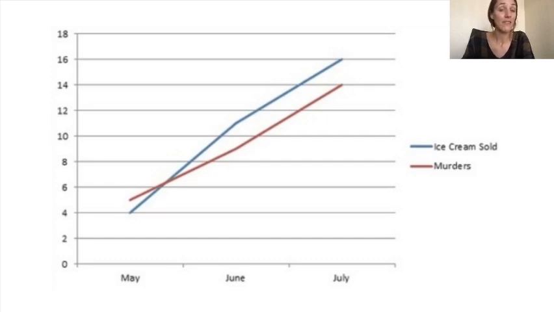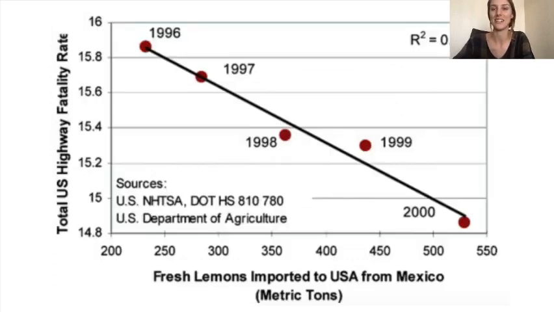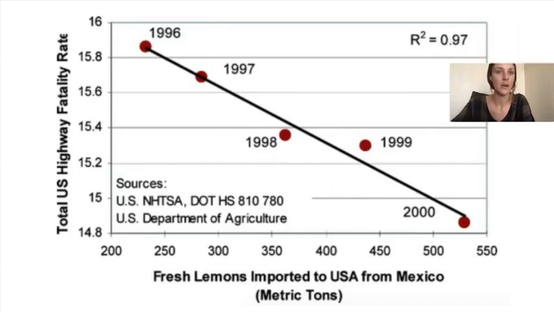And we can say that they have a strong correlation because they do, but is it meaningful? Not really, all right? Unless we're getting creative or unless there's something we're simply not understanding at this point in time. All right, here's just another strange one. Total U.S. highway fatality rate and fresh lemons imported to the USA from Mexico.